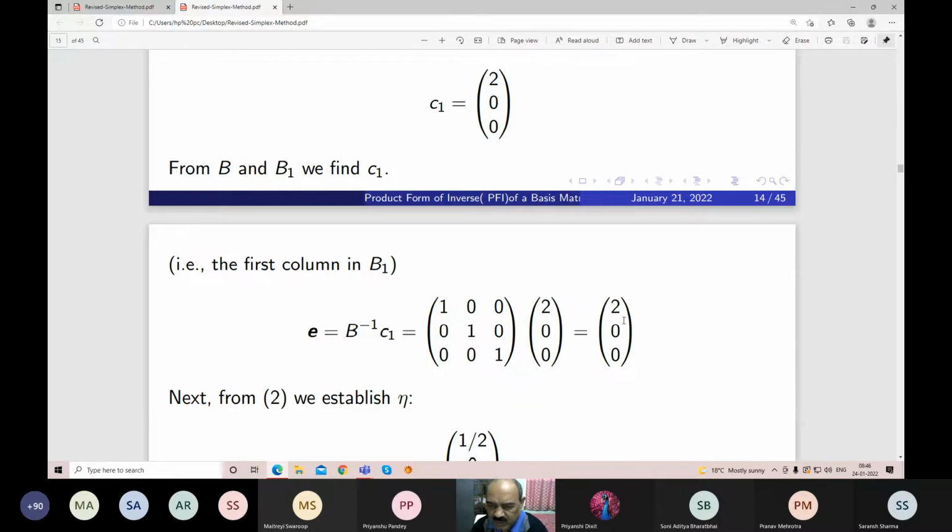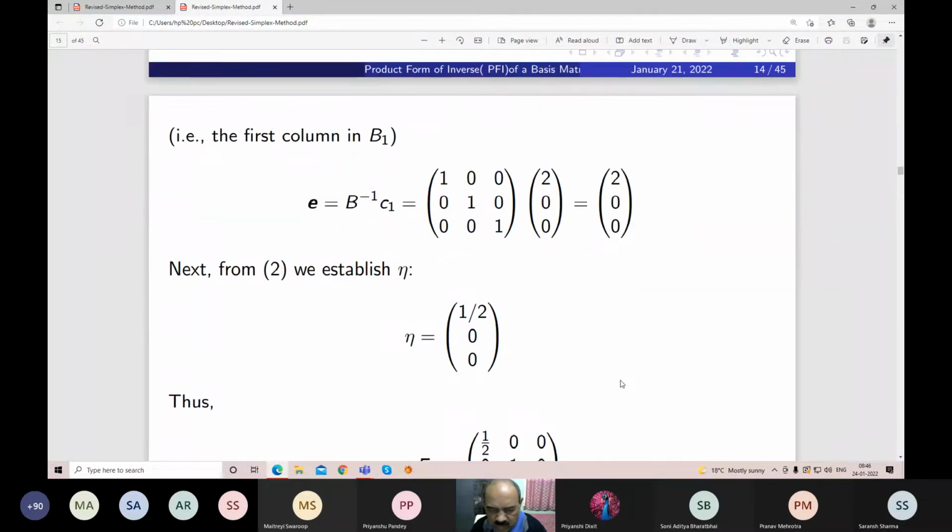So it is same as 2, 0, 0. Now with respect to 2, 0, 0, what we will do? We will find the eta vector. In the eta vector, this 2 becomes the reciprocal, half. Then we divide the other elements by this 2 with a minus sign. As a result, we find half, 0, 0. This is the eta vector.